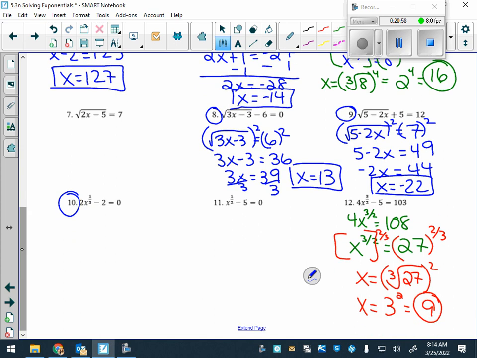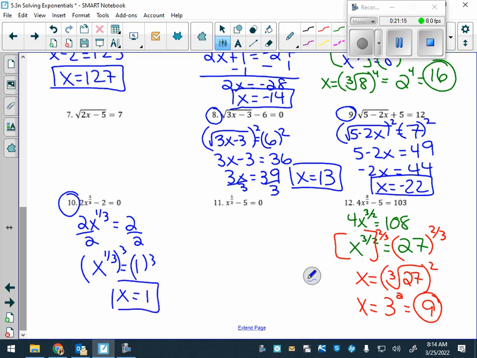X equals 1. Okay. You add 2 to both sides. Divide by 2. And then cube it. X equals 1. Okay. How many of you got all of those correct? Okay. 1 wrong? Okay. 2 wrong? Okay. Do we see our mistakes? Okay. All right. Any questions on those?